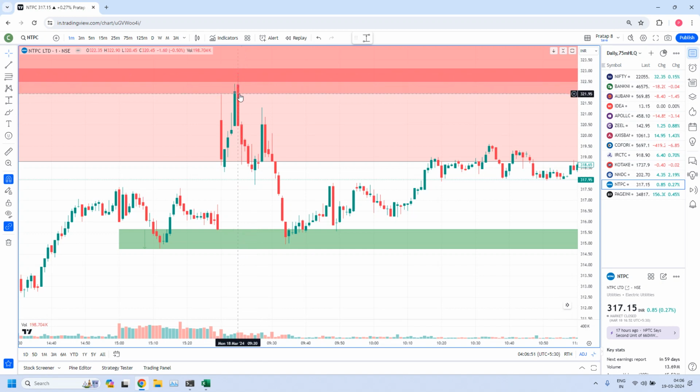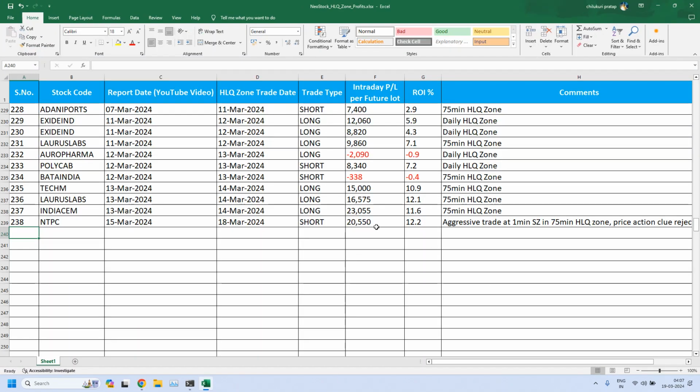After that, see the rejection, how it came down, and finally it reached the target, and our trade finished in just 14 minutes. So as a round value we can say we finished the trade in 15 minutes. In 15 minutes, you know how much profit it has given? You will be surprised. It has given 20,550 rupees profit, which is 12.2% ROI as per one futures margin cost. That means you got a 12% return on your investment in just 15 minutes.